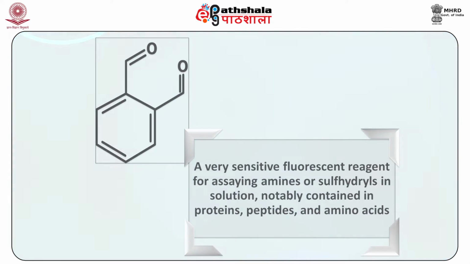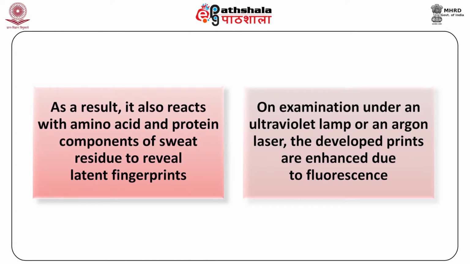2-phthaldehyde. 2-phthaldehyde reagent, the structure of which is set out in the figure, is used as a very sensitive fluorescent reagent for assaying amines or sulfhydryl in solution, notably contained in proteins, peptides, and amino acids. As a result, it also reacts with amino acid and protein components of sweat residue to reveal latent fingerprints on examination under an ultraviolet lamp or an argon laser. The developed prints are enhanced due to fluorescence.